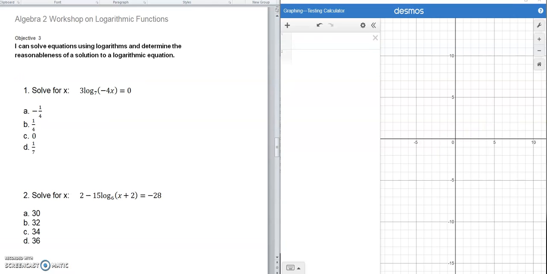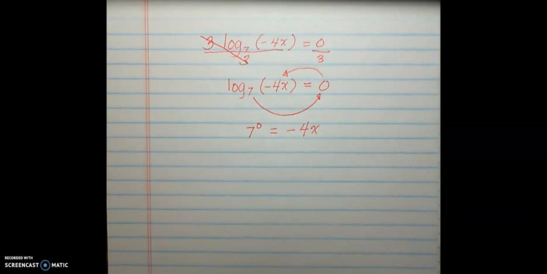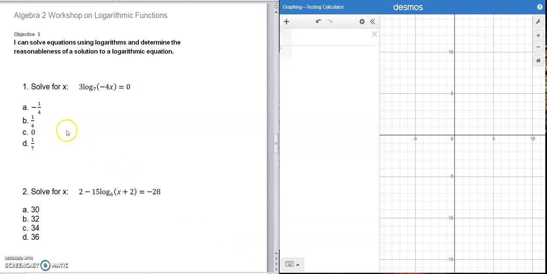Objective number 3. I can solve equations using logarithms and determine the reasonableness of a solution to a logarithmic equation. Number 1. Solve for x. Your first step in order to solve this is to divide both sides by 3. Now at this point, you will have to express this into its exponential form. All right, now solve for x by dividing both sides by negative 4. 7 to the power of 0 just becomes a 1. So our answer is x equals negative 1/4. So our answer is A.